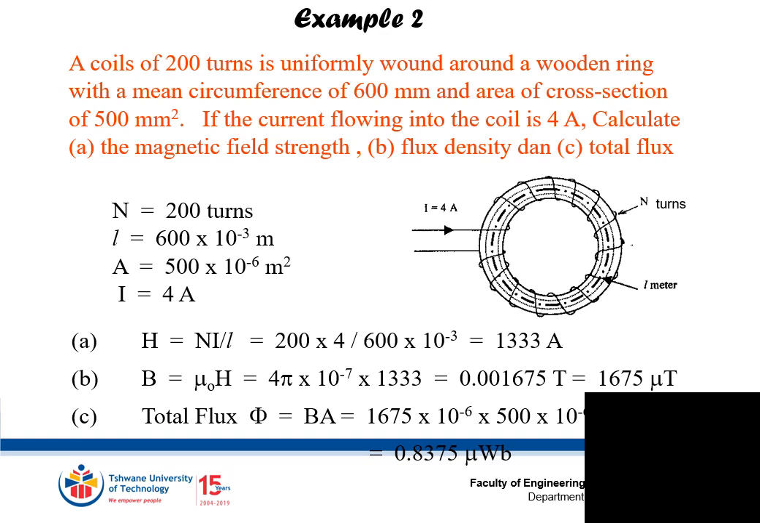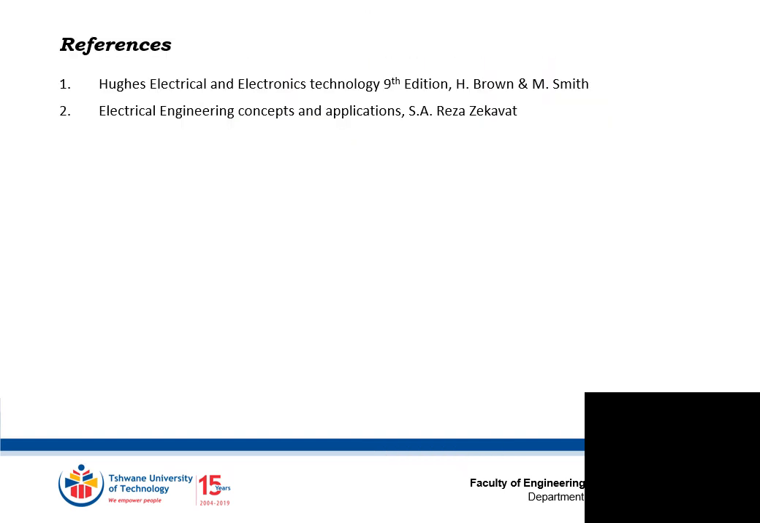the area. So 1675 times 10 to the power minus 6 multiplied by 500 times 10 to the power minus 6. Okay, thank you. We'll do the exercises from the textbook in class.